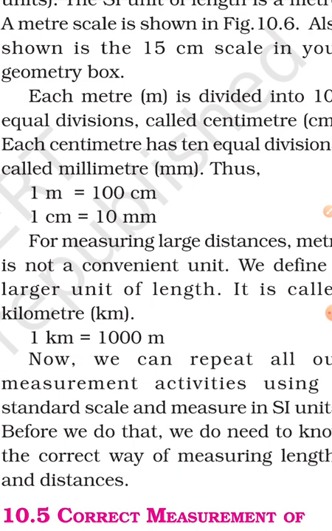For our convenience, we have converted the meter into centimeters. As we know, 1 meter equals 100 centimeters. We have divided the meter into 100 equal divisions, and that is called a centimeter. And each centimeter has 10 equal divisions, that is called a millimeter. So this is the relation between meter, centimeter and millimeter. But you should know that the standard unit, the International System of Unit of length, is meter.